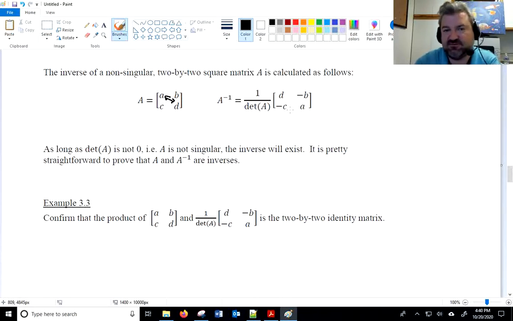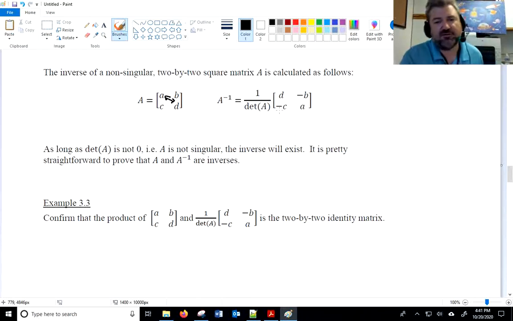In the previous lesson, we confirmed that two matrices were inverses under multiplication because when we multiplied them, we got the identity matrix, which is where you have the ones on the diagonal. This formula allows us to get the inverse. Remember, the determinant is actually just a scalar, so this is just a scalar multiplication.